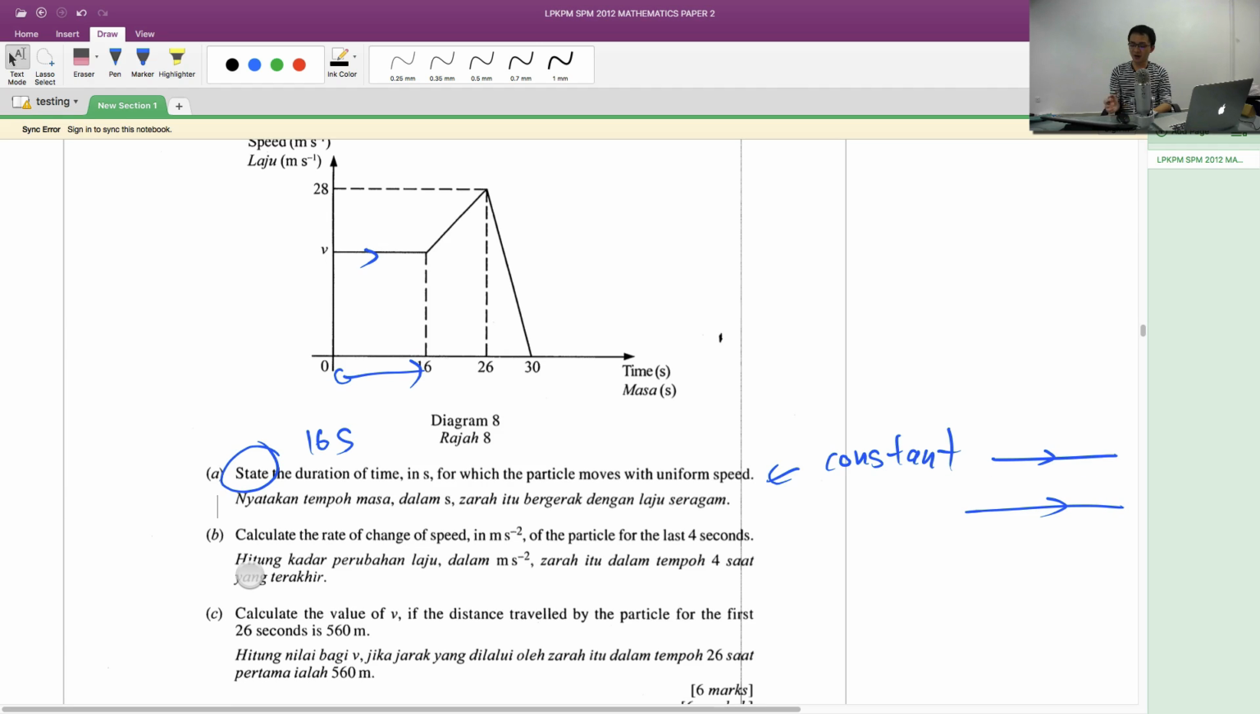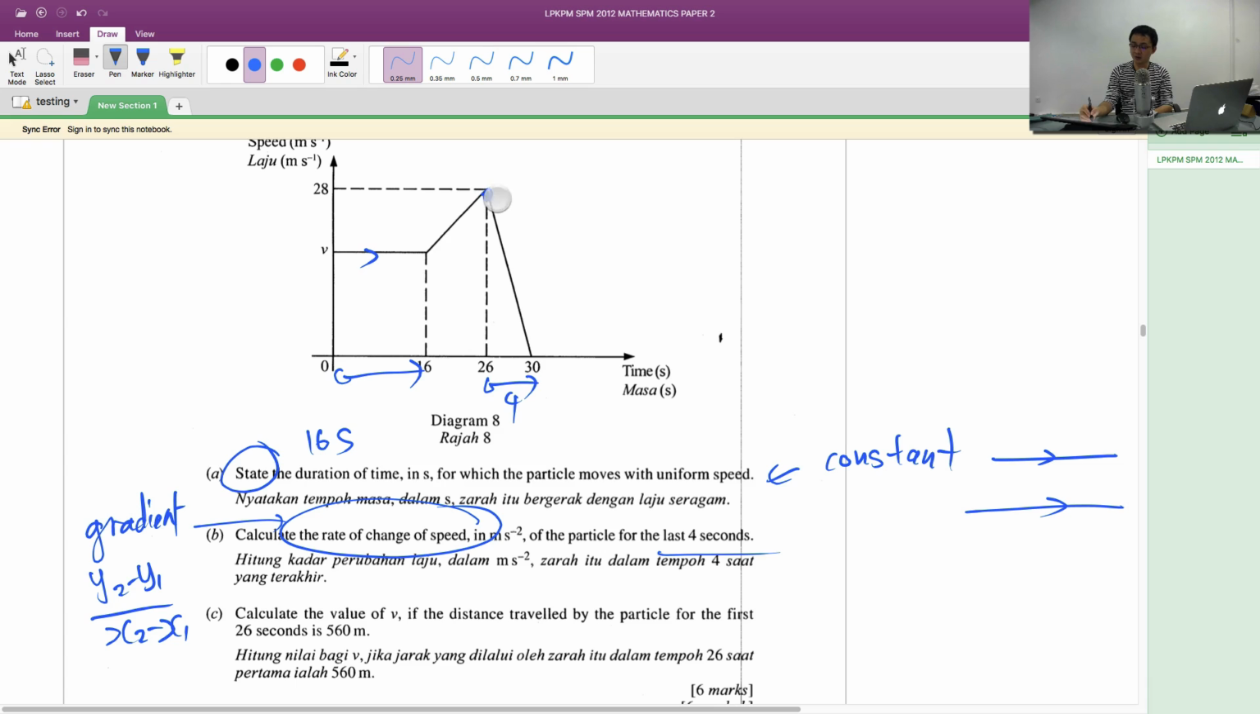Then calculate the rate of change of speed. The rate of change of speed here means the gradient of the speed-time graph. So you will need to find a gradient. Use back the gradient formula, y2 minus y1 over x2 minus x1. In the last 4 seconds, which is here, I need to find a gradient. I will take two coordinates. This coordinate we call 26, 28. This coordinate we call 30, 0.